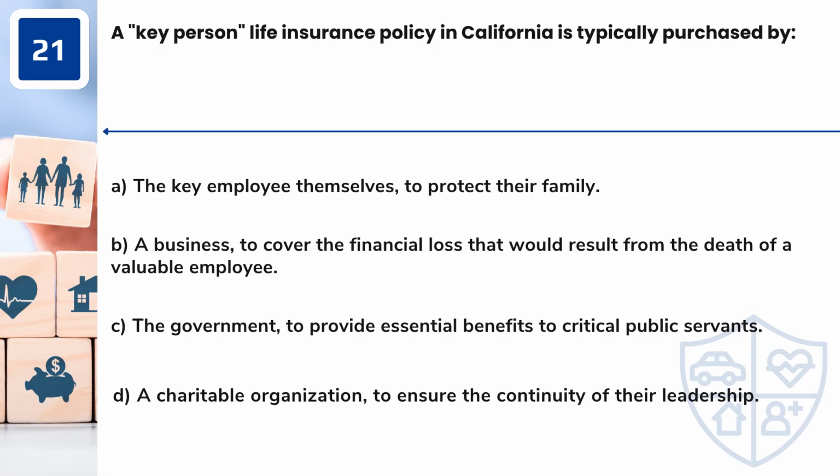Question 21. A key person life insurance policy in California is typically purchased by: A. The key employee themselves, to protect their family. B. A business, to cover the financial loss that would result from the death of a valuable employee. C. The government, to provide essential benefits to critical public servants. D. A charitable organization, to ensure the continuity of their leadership.